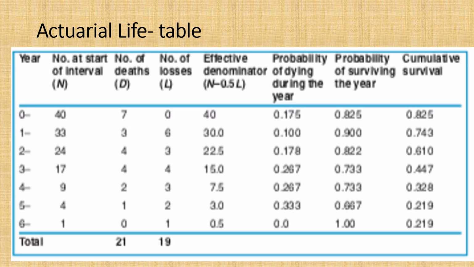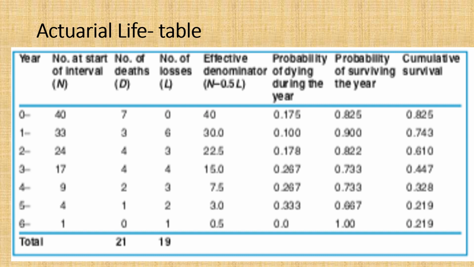How was the actuarial life table originated? It was the same style, 0 to 6 years. 40 is the number of breast cancer affected women, number of deaths 7. In the first year there was no loss or censoring information, and then we calculated the probability of dying, 0.175, and the probability of surviving the year is equal to 1 minus 0.175, which is equal to 0.825. This is the value we have for the cumulative survival.